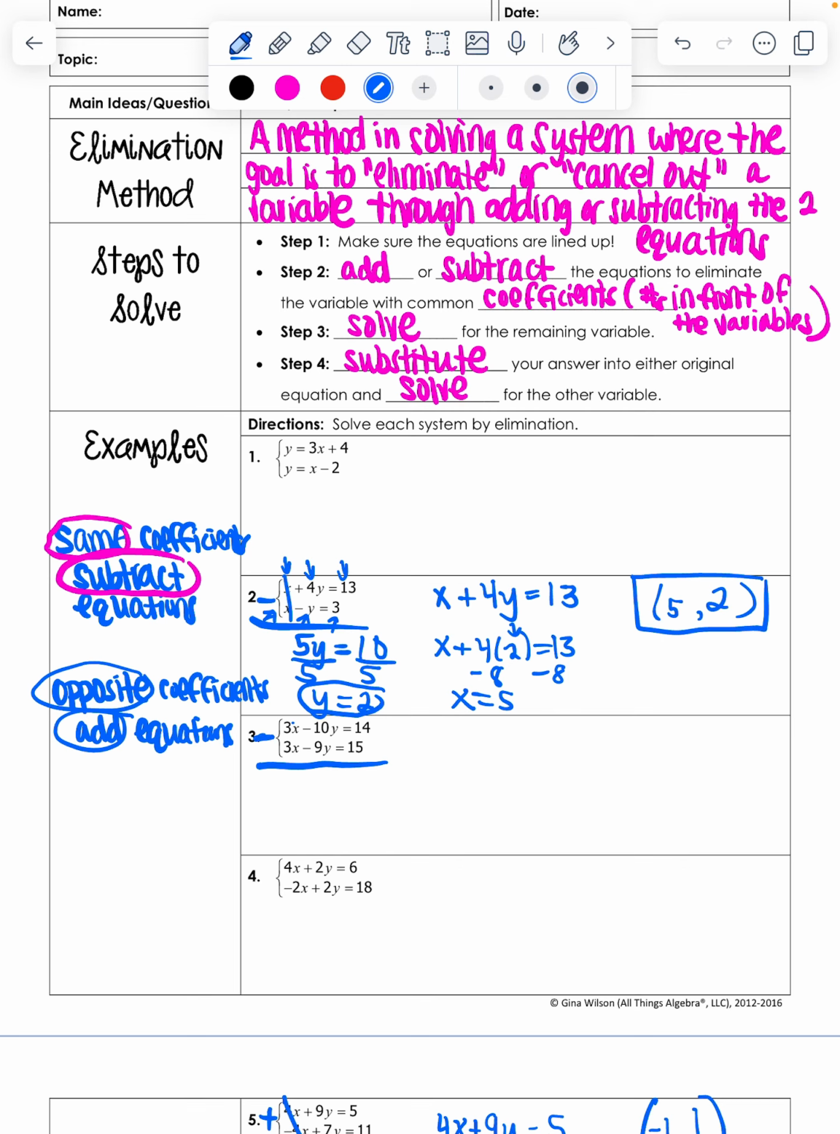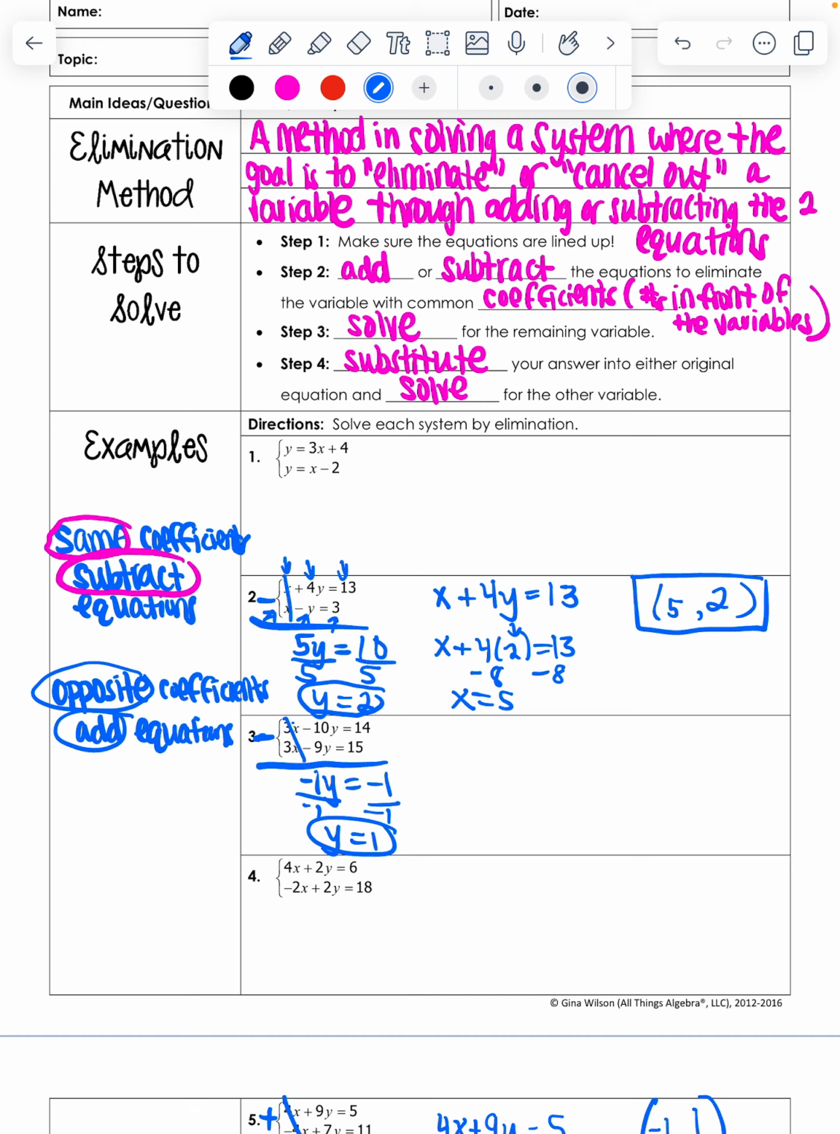The only way we can cancel anything out is if we subtract, since 3x minus 3x is nothing. So then we have negative 10y minus negative 9y, which is really negative 10 plus 9. That's going to be negative 1. So we're going to get negative 1y equals 14 minus 15, which is negative 1. Dividing both sides by negative 1, we're going to get positive 1 as our answer for y.